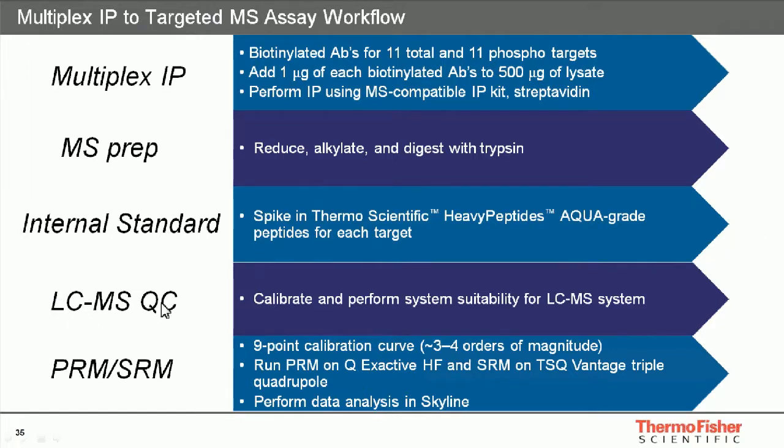Then you perform the LC-MS system qualifications, where you calibrate the machines and perform the system suitability using a known standard, and re-verify that your LC-MS system is ready before you run any calibration curves or real samples. We typically do 9-point calibration curves that cover about 3 to 4 orders of magnitude. The lowest point we go to is about 0.08 femtomoles on column. Then we do the data acquisition using the PRM method on a Q Exactive HF and SRM on a TSQ Vantage triple quadrupole mass spectrometer. And once we acquire the PRM and SRM data, we perform the analysis using the Skyline software.